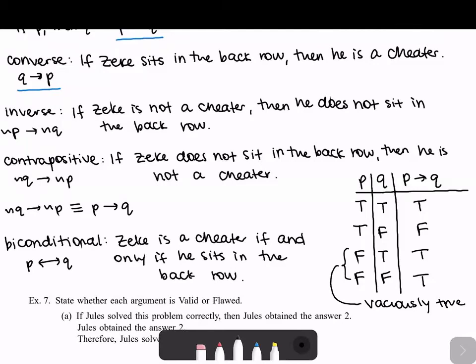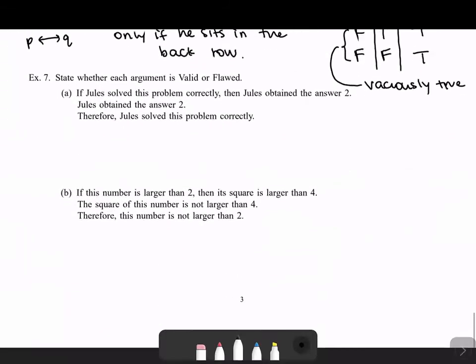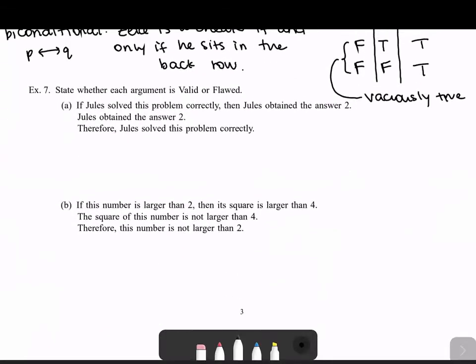Okay, so the last topic for this section is direct and indirect reasoning on page 27, and we're going to look at if arguments are valid or flawed. Another way for us to say flawed is invalid. It's the same thing. Okay, so we have these arguments like so. So we are given these statements, right? We're given an if-then statement. We're given what happened and the conclusion that we made.